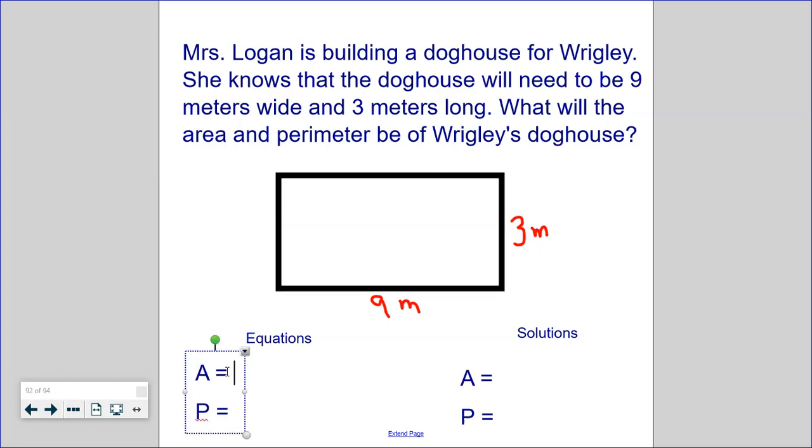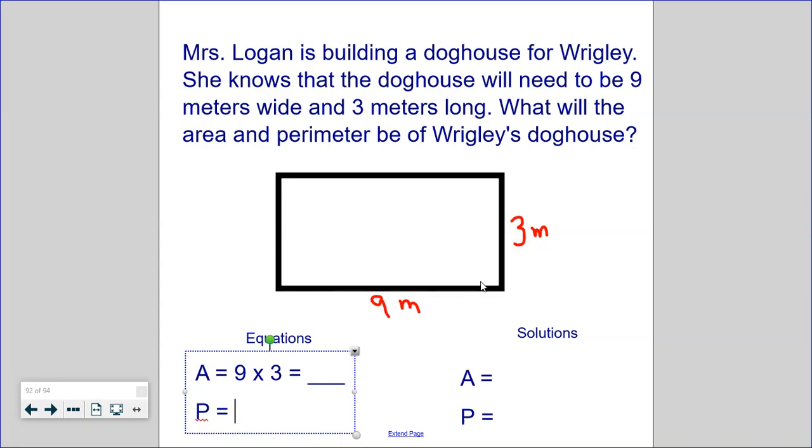How do I find the area? I multiply length times width. So I'm going to do 9 times 3, and that's going to give me the area. For perimeter, you add up all the side lengths.